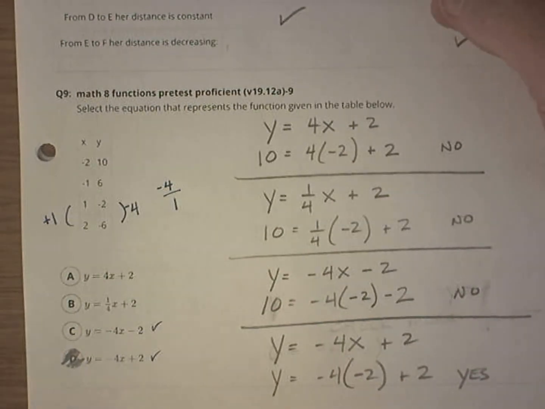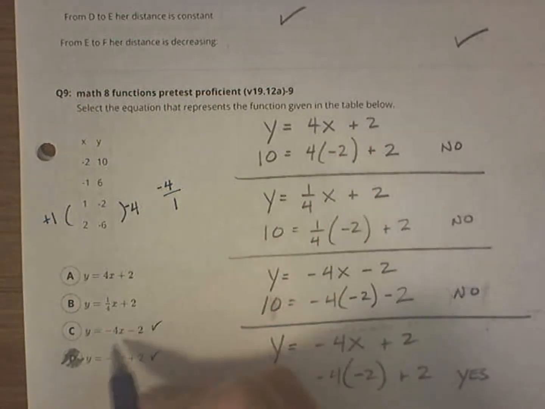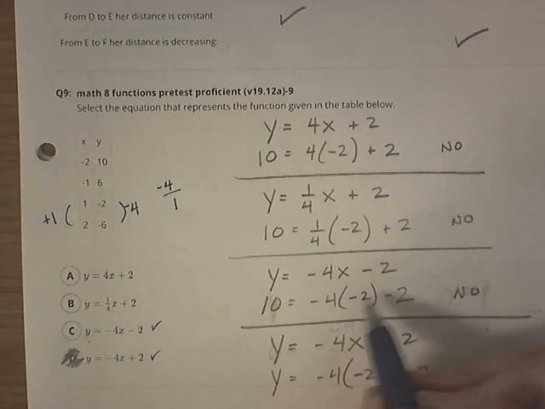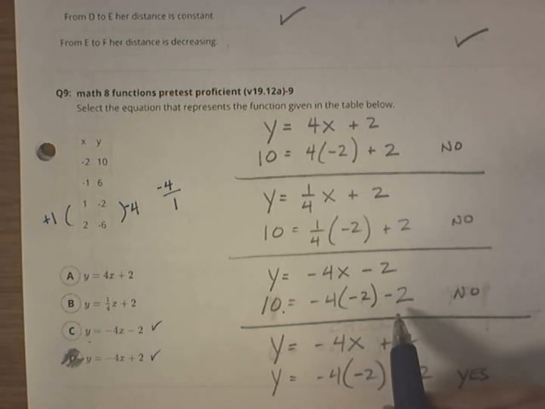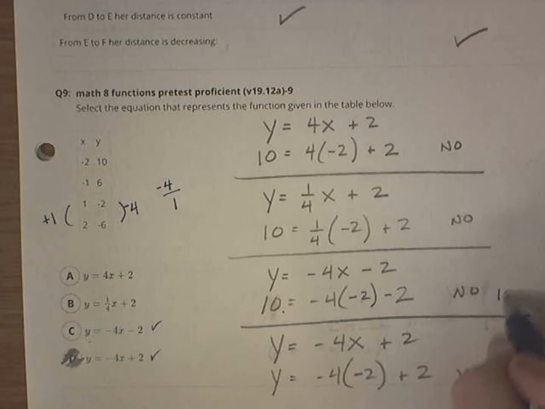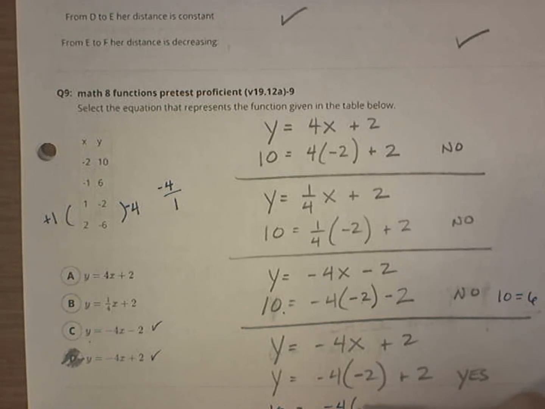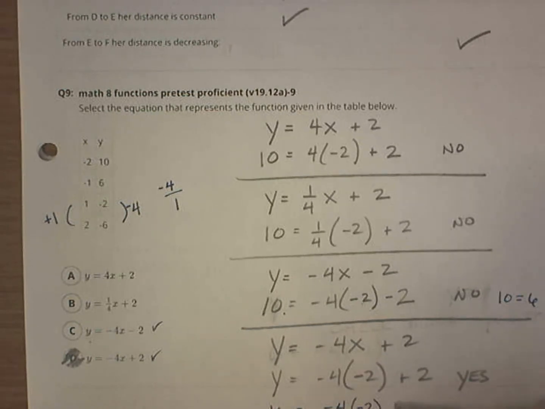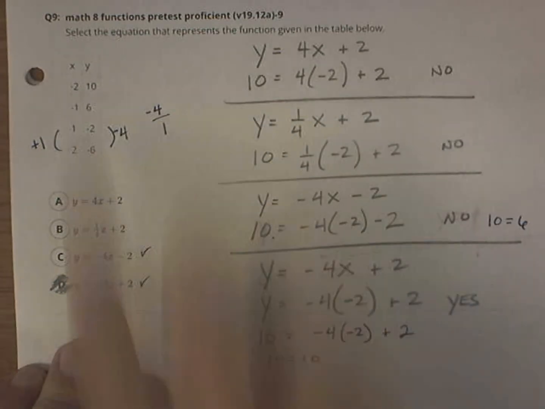But then I have to plug in some values. Let's plug in, what did I use? I was using negative 2 and 10. If I plug in a negative 2 right here and a 10 right there, what happens? That becomes 10 equals 6, which does not work. But if I plug it into the last one, negative 2 and 10, I get 10 equals 10, which does work. So when I plug these points in, it works.